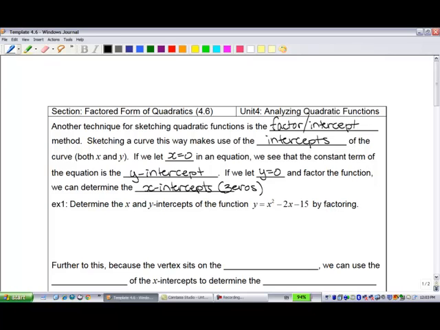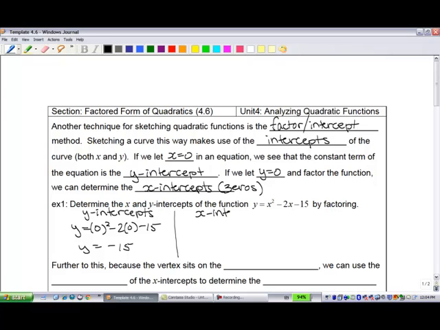So let's determine very quickly the x and y-intercepts of the function y equals x squared minus 2x minus 15. Let's talk about the y-intercept first. You find the y-intercept of a function by letting x equal 0. So let's plug in 0 for all the x's. Pretty quickly we see that 0 squared minus 0 is still 0, and we're left with a y value of negative 15. So the y-intercept of that function is negative 15.